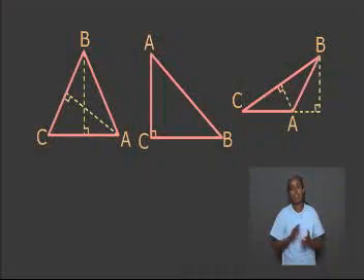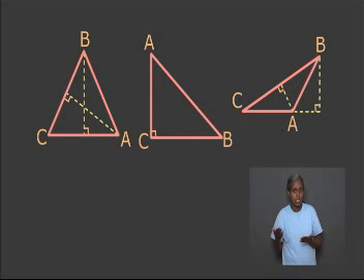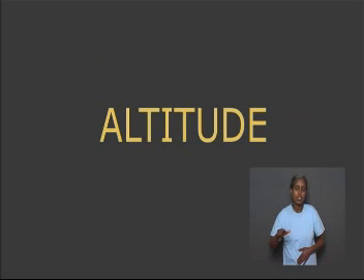Let us examine these triangles. Do you observe the line segment that has been drawn from the vertex? In each case, it is either perpendicular to the opposite side or to the opposite side produced. That means that the line segment is what is called the altitude of the triangle. We should note here that a triangle can have more than one line of altitude.